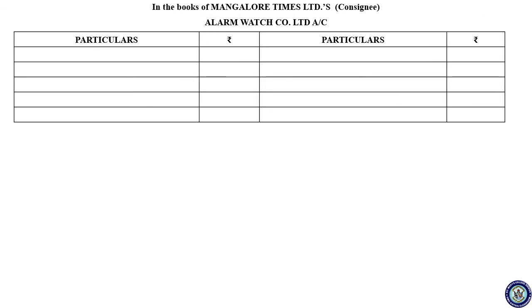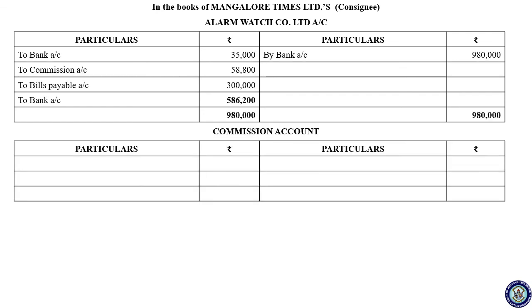So in the books of Mangalore Times Limited, that is consignee, you have to prepare consignor's account, that is Alarum Watch Company Limited. This is just opposite to your consignee's account. Okay, just see there, in your consignee's account, you wrote it as to consignment. But here, instead of consignment, you are writing bank, because here the actual payment and the receipt of cash takes place. Because the Alarum Watch Company has to receive 9,80,000 from Mangalore Times Limited, so you write it as by bank. The Mangalore Times Limited will receive 35,000, that is an expense, from the Alarum Watch Company, so you write to bank, because Alarum Watch Company has to pay that much of money.